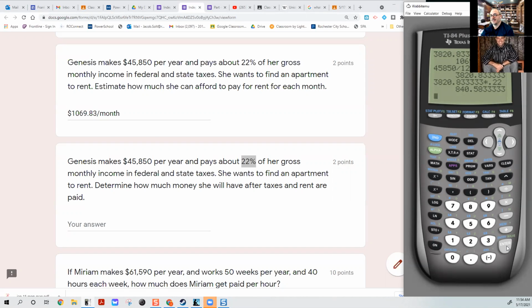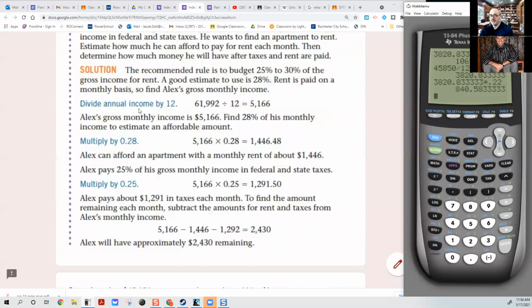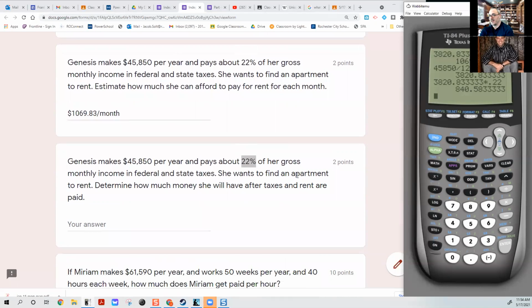after rent and taxes are paid? I need to figure out how much money she'll have left over after her rent and taxes are paid. Well, if I forget, I might go over to the problem over here and look at the model here, right? We already divided by 12 to find how much she makes, how much she can afford for the apartment. We've already done the part which is find out how much she pays in taxes. And the last step was take her total monthly income, subtract the apartment, subtract the taxes. So we're going to do that for Genesis here.